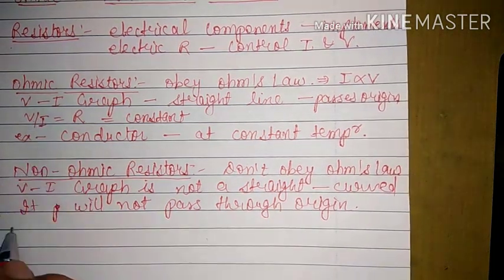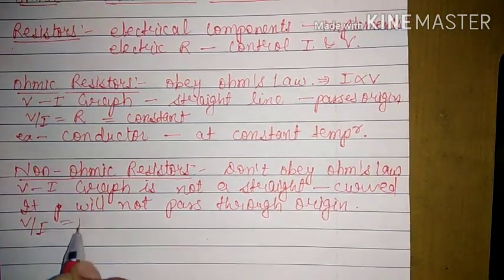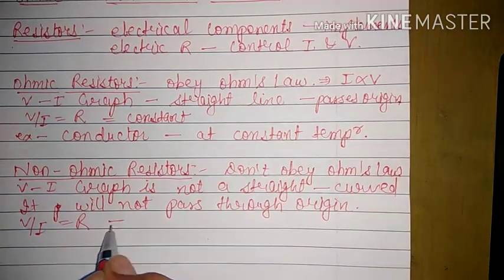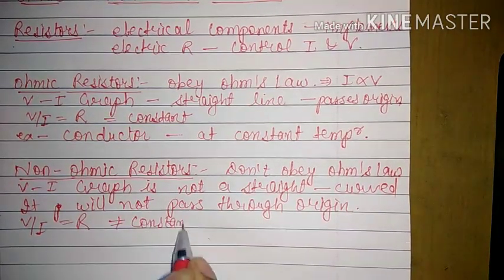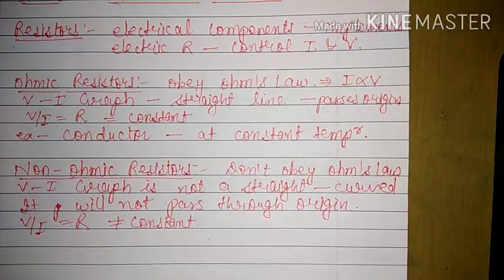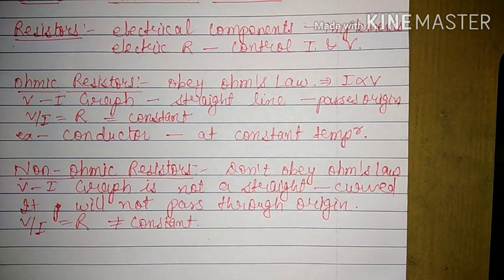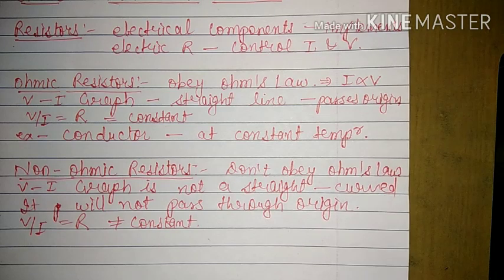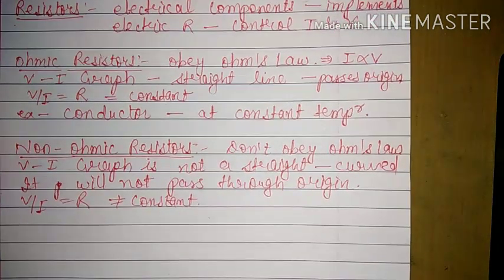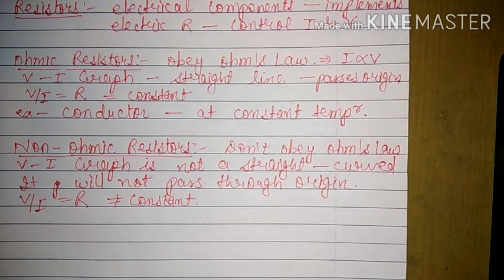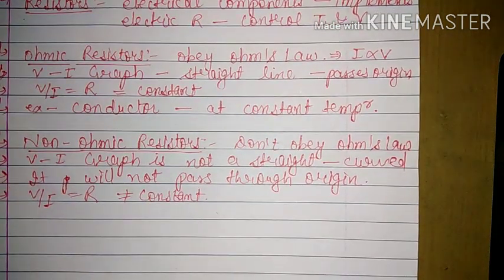The value of V upon I is equal to R. It will give you resistance, but it is not always constant. That means for a particular voltage and current, we will get a particular resistance. At another point, when we find the slope of the VI graph, we will get some variation in the value of the resistance. We can obtain resistance at a particular point, but as soon as that point changes, the slope will change, and hence the resistance of the circuit will also change.